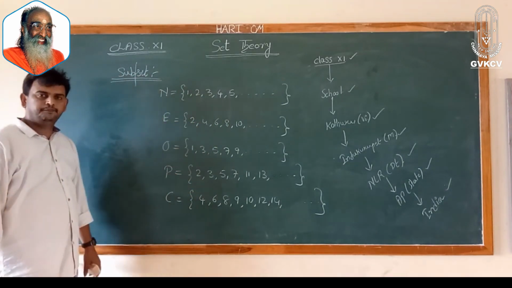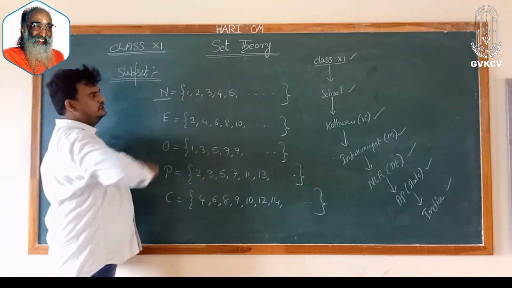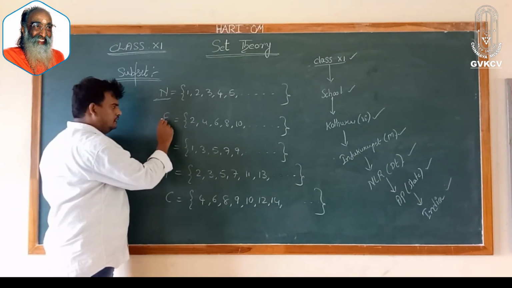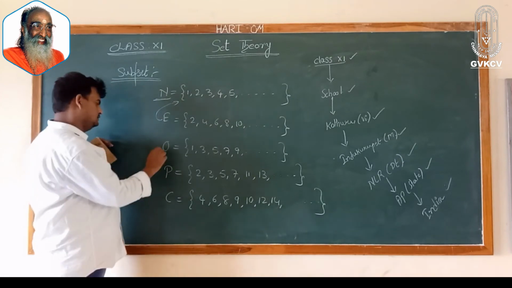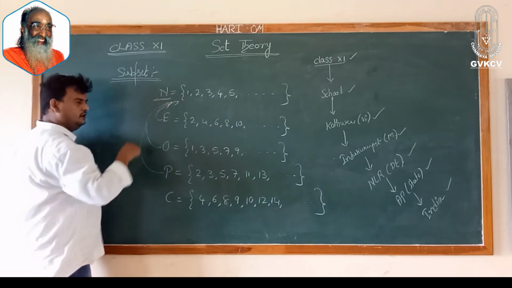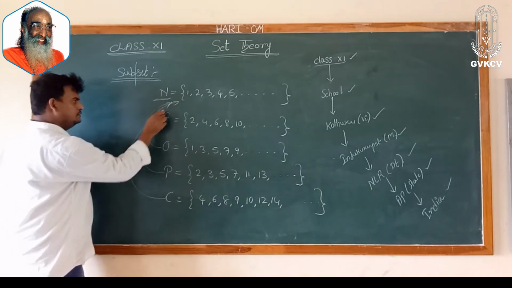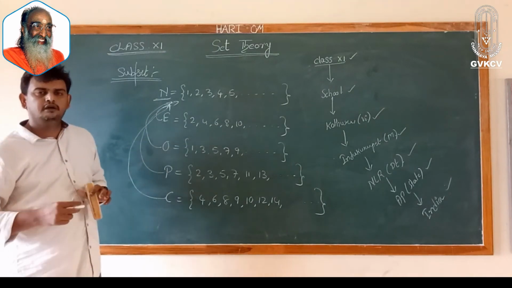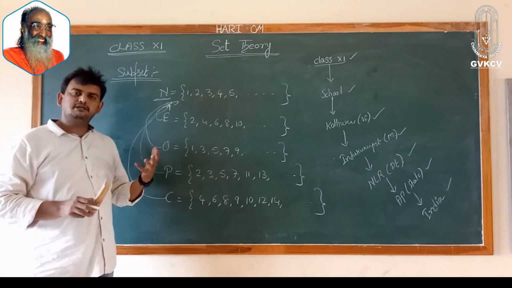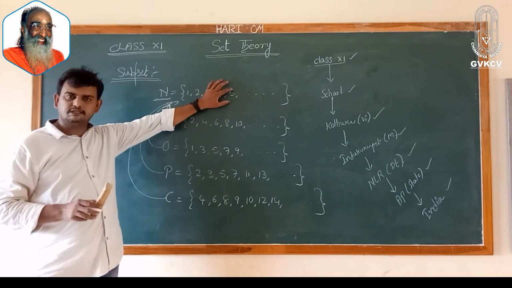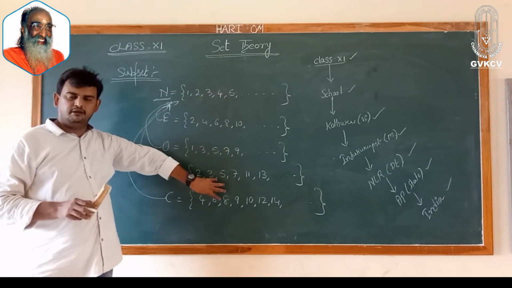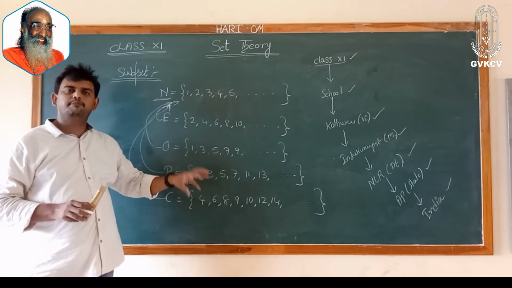Now you observe here, natural number is the biggest one. Even numbers are a part of natural numbers. Odd numbers are a part of natural numbers. Prime numbers are a part of natural numbers. Composite numbers are also a part of natural numbers. Means while comparing all these, which is the biggest one? Natural number set is the biggest one. From these natural numbers, even numbers, odd numbers, prime numbers, all these are what? Parts.